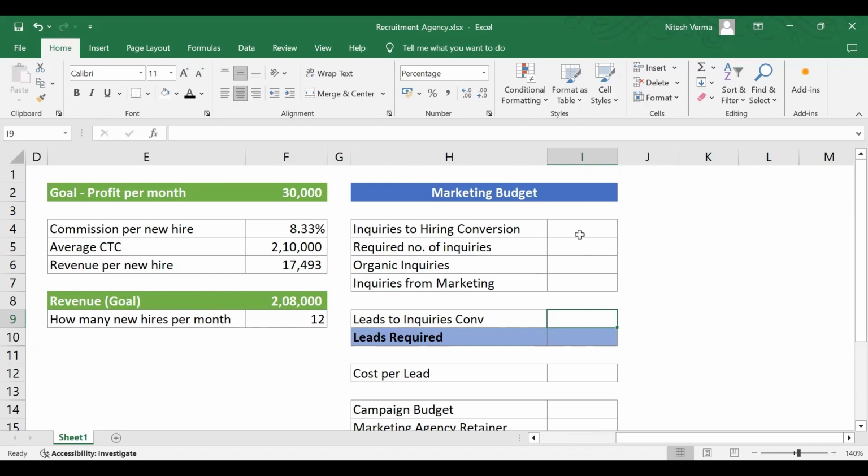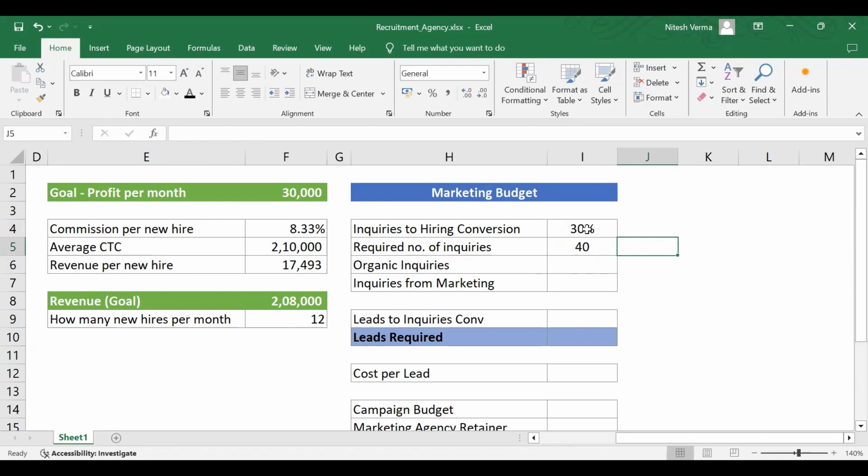So first, what has been their inquiries to hiring conversion historically? If they receive 10 inquiries and they hire 5, then the conversion is 50%. Let's say this agency has a conversion of 30%. So if they receive 10 inquiries, they will end up placing 3 candidates. At 30% conversion and the requirement of 12 new hires per month, how many inquiries do they need? That will be 12 divided by the conversion percentage, so they need 40 inquiries every month.